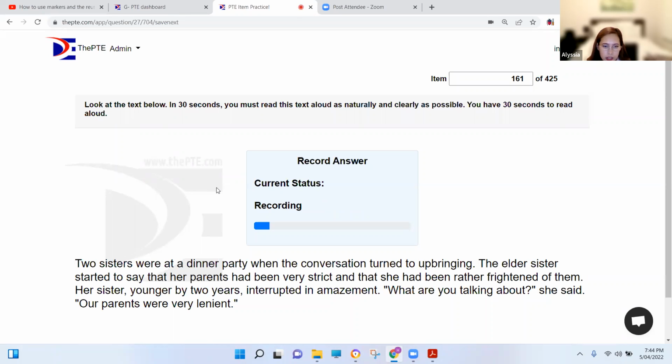Two sisters were at a dinner party when the conversation turned to upbringing. The elder sister started to say that her parents had been very strict and that she had been rather frightened of them. Her sister, younger by 2 years, interrupted in amazement. "What are you talking about?" she said. "Oh, our parents were very lenient."